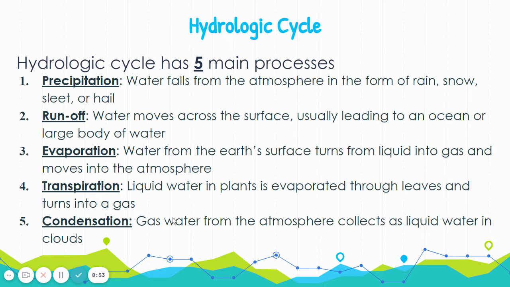Transpiration is liquid water in plants that is evaporated through the leaves and turns into a gas. So transpiration is the process of plants pulling liquid water up from the ground through their roots and stems and out of their leaves as a gas. And then we also have condensation, which is when water that is in gas form collects as liquid water in clouds, and then eventually we get precipitation from that.